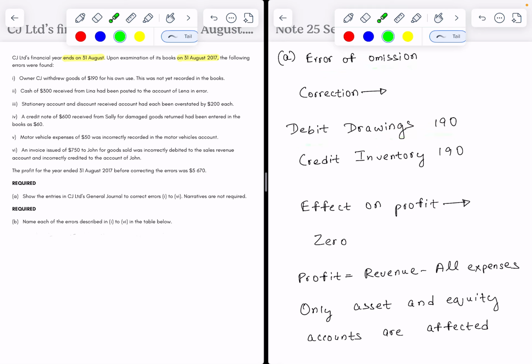Simultaneously, our inventory, which is our current asset in the business, is going down in value. When assets go up, we debit it, and when it goes down, we credit it. Therefore, we are crediting inventory by $190. Now, what is the effect on profit?